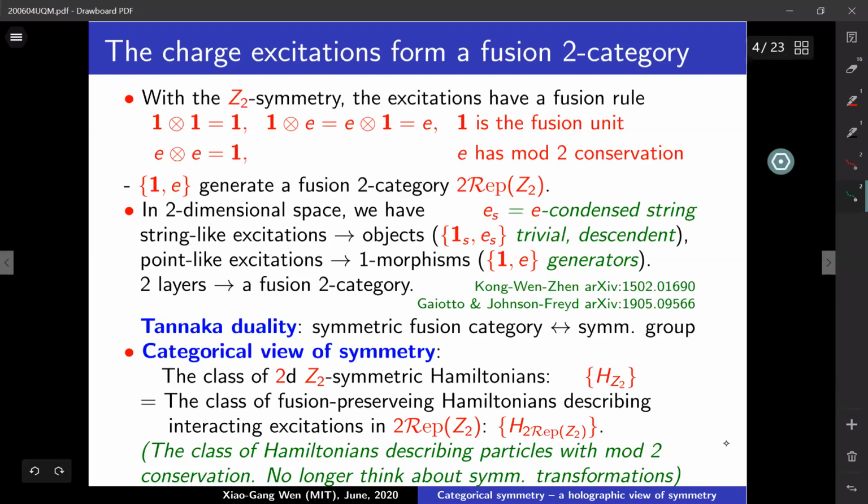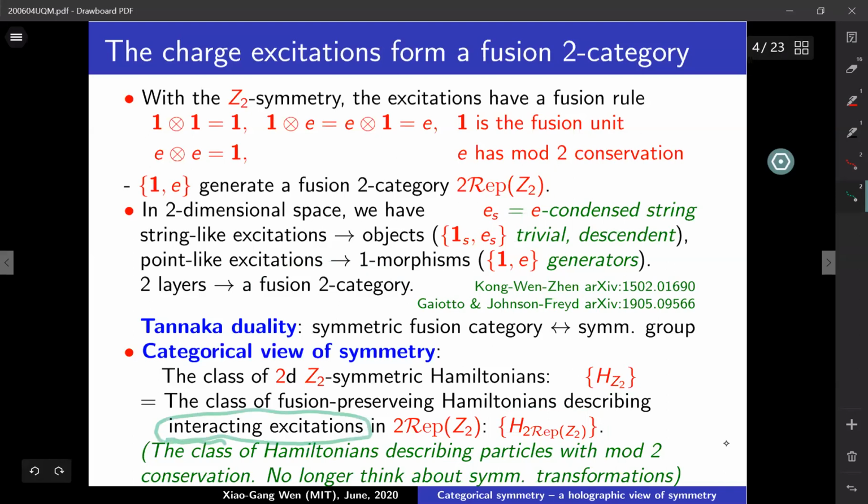which have a Z2 symmetry. But actually, this fusion 2-category also gives us a class of Hamiltonians. Basically, it means this class of Hamiltonians, which have this very strange symbol, really describes so-called interacting excitations.